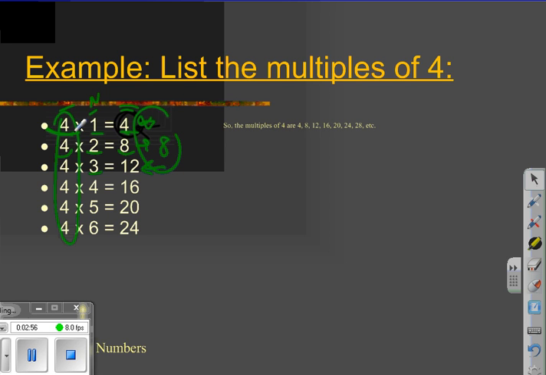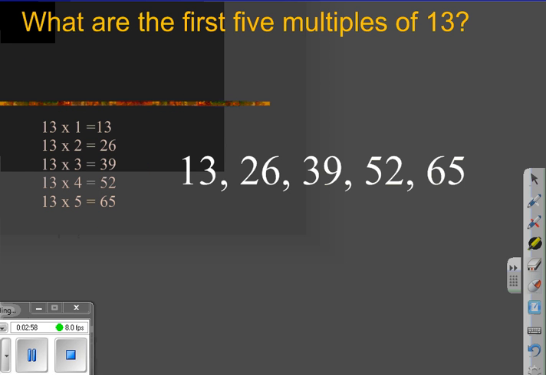Okay? All right. So what are the first 5 multiples of 13? Well, 13 times 1 is 13. 13 times 2 is 26. 13 times 3 is 39. So the multiples of 13 are 13, 26, 39, 52, 65.